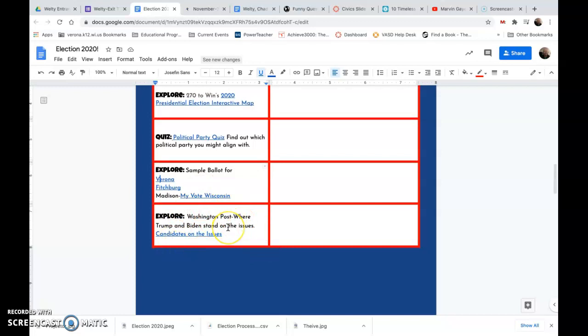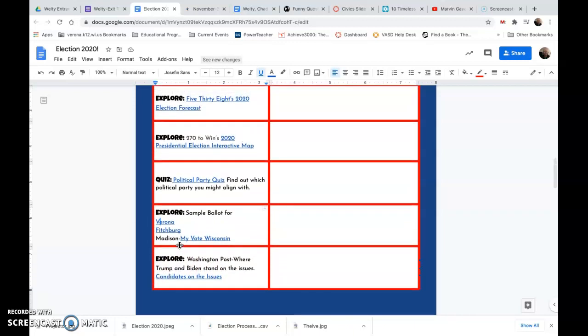And finally, there is a link here where you can look at where the candidates stand on various issues. So if you want to see what Donald Trump feels about immigration, you can click on that and get his views, and you can compare those to Joe Biden's views on those issues. So this is a good place for you to look at the various views on some of the major issues in our country.